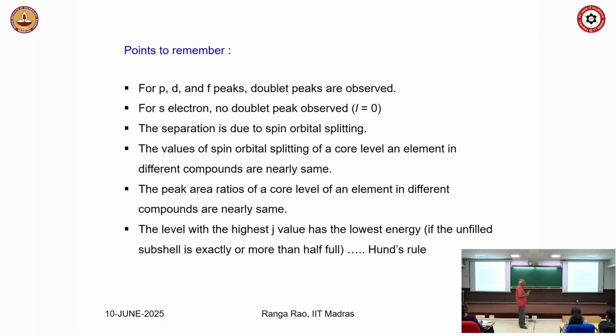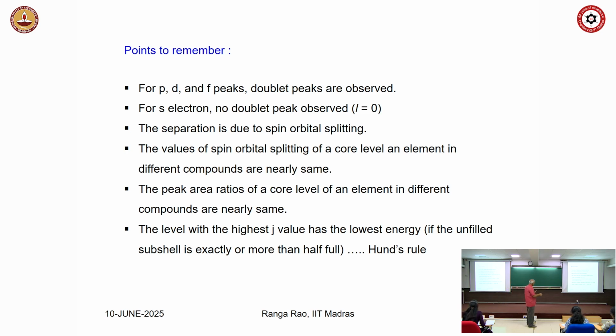So now, points to remember. All of you pay attention. Points to remember. Number 1, for p, d and f peaks, doublet peaks are observed because of the spin orbit splitting phenomenon. Okay. For an s electron, there is no doublet peak because L is equal to 0.